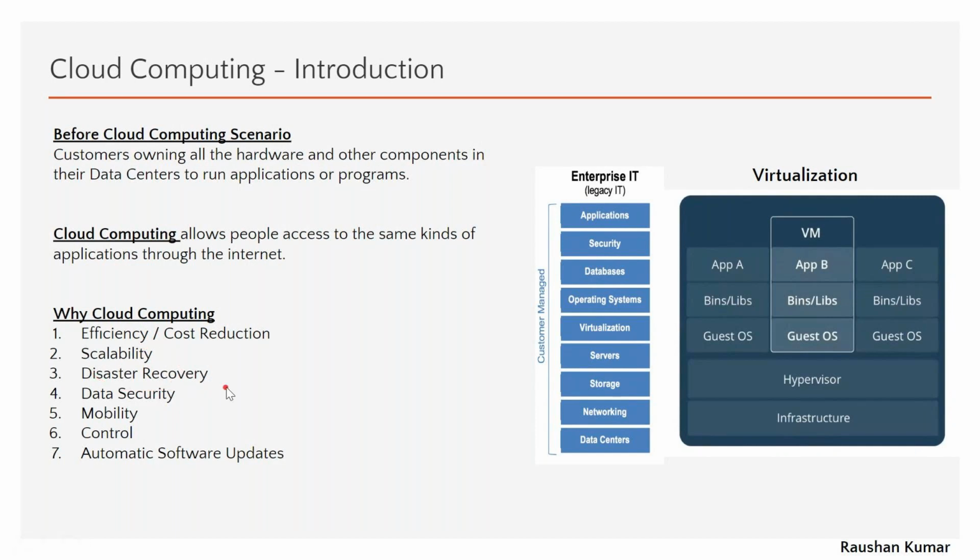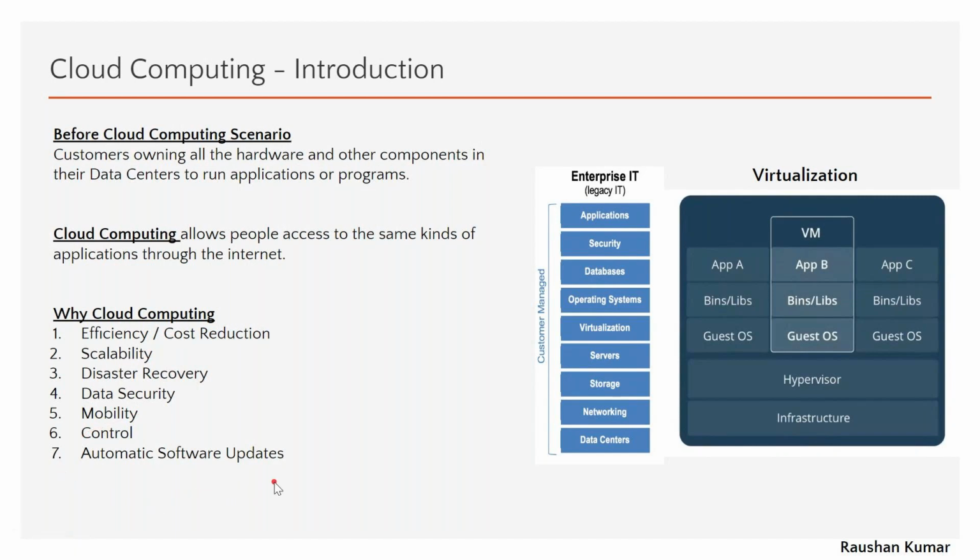Disaster recovery. People use cloud to store the data. Even those who have on-prem use cloud for DR. DR means the backup, right? They need to store the backup, and from the backup only they will restore the data, right? So they use cloud for DR. Security, data is secure here.